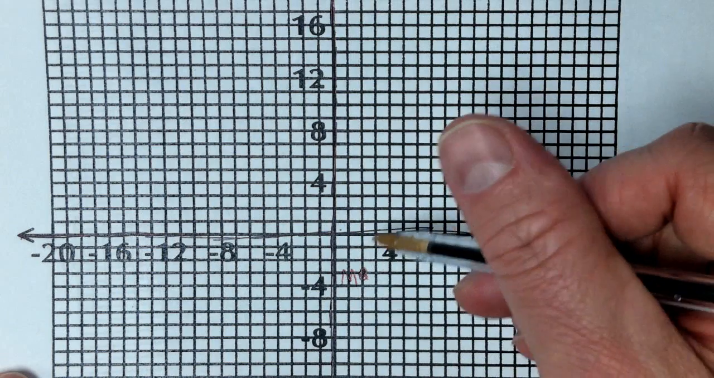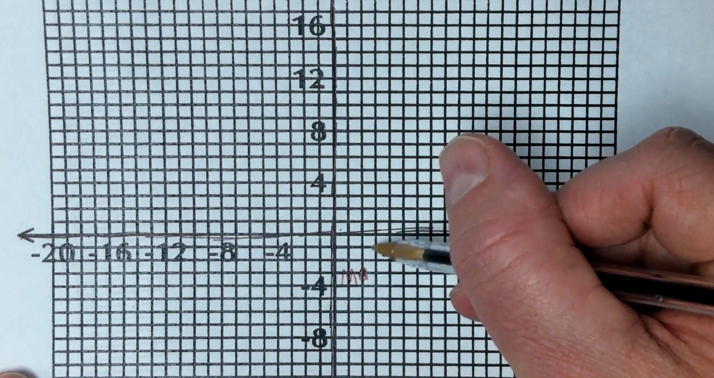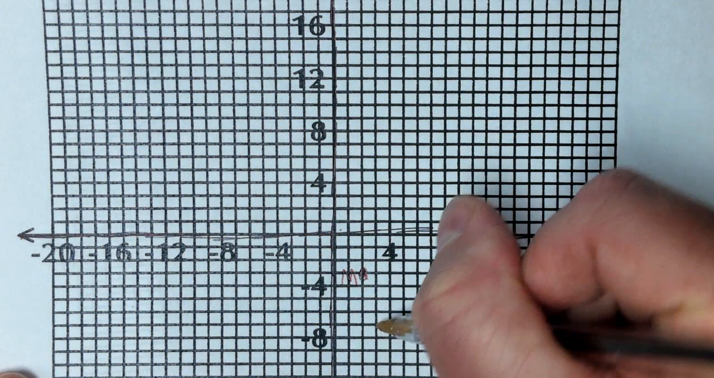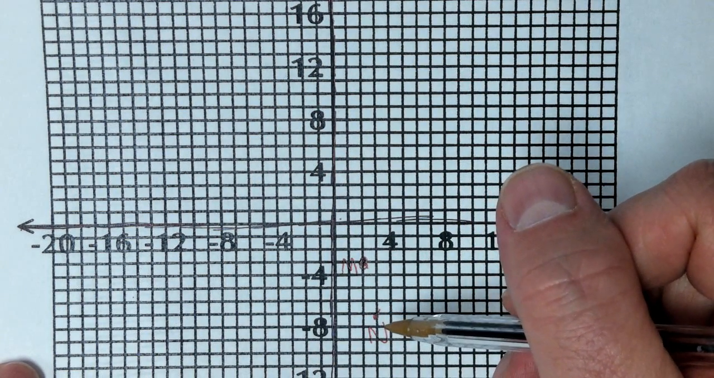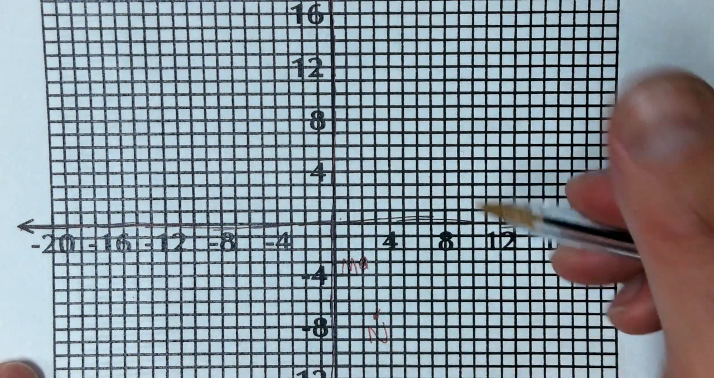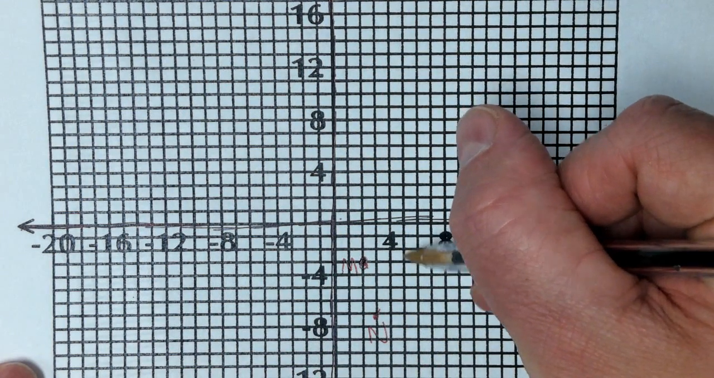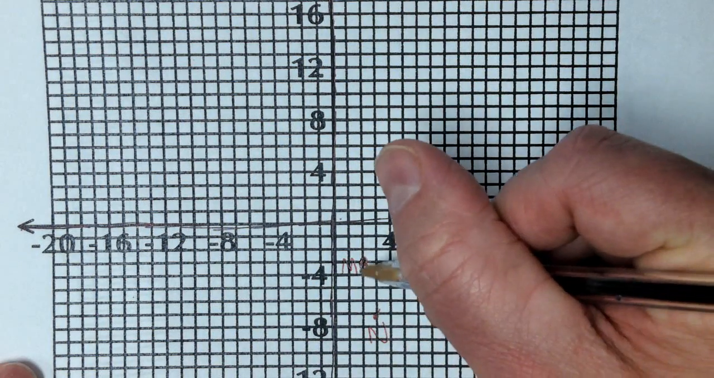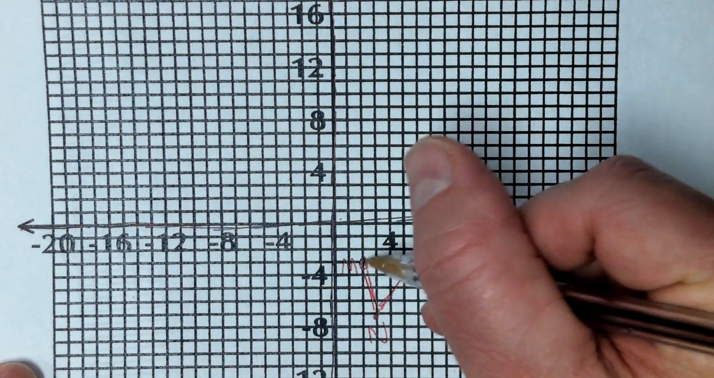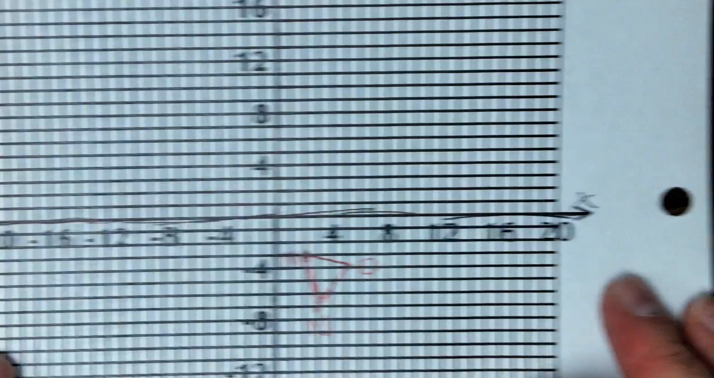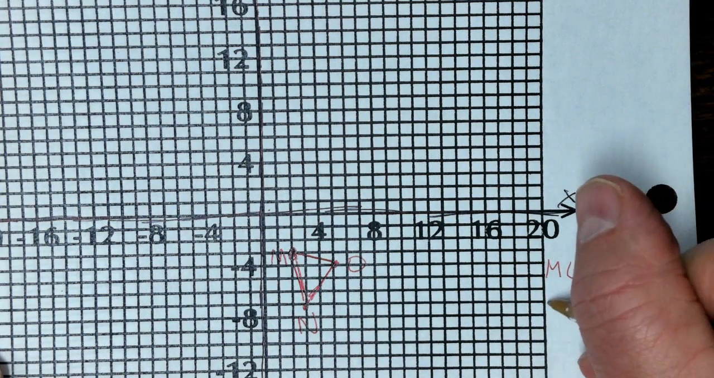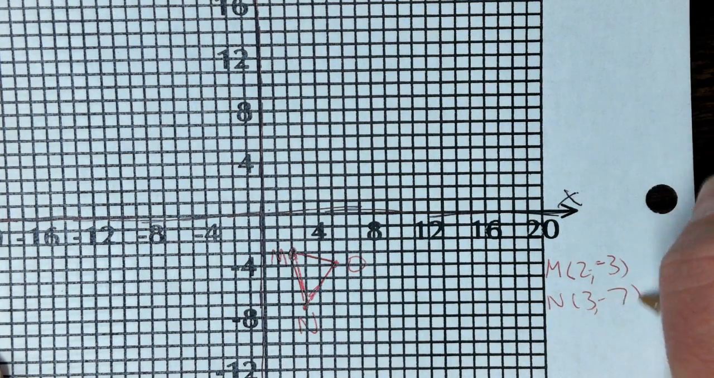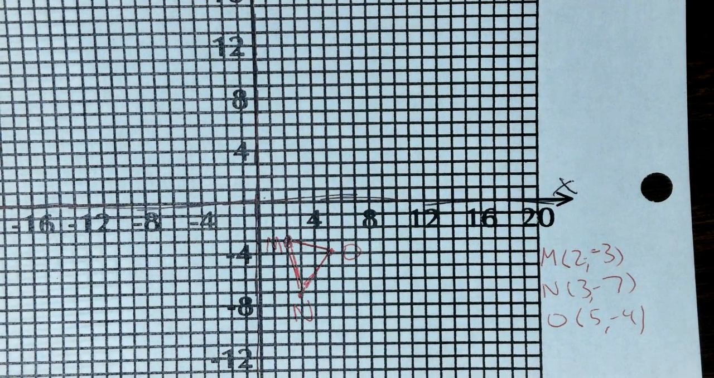And then 3, -7. 1, 2, 3, 1, 2, 3, 4, 5, 6, 7. That's going to be N. And 5, -4. 5, and then 1, 2, 3, 4 is right there. So I'm going to call that our original. So M I used is 2, -3. N is 3, -7. And O is 5, -4. You don't have to write this on the side, but that's what I used.